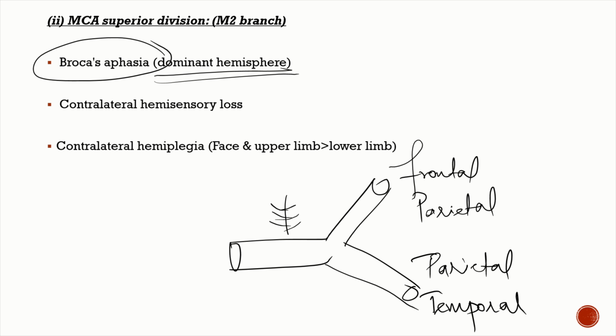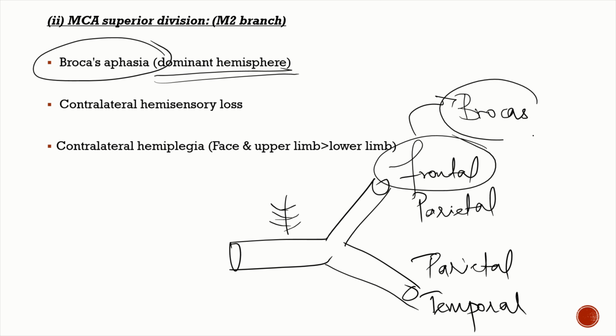So MCA superior division, dominant hemisphere involvement, you're going to get Broca's aphasia. Why so? Because here in the frontal lobe, as you know, you're going to have Broca's area, and Broca's area is very important for fluency of speech. So the patient is going to have a non-fluent aphasia. The patient will be able to comprehend what you're saying, but will not have an adequate speech output, or the speech will not be fluent. Okay, so Broca's aphasia.